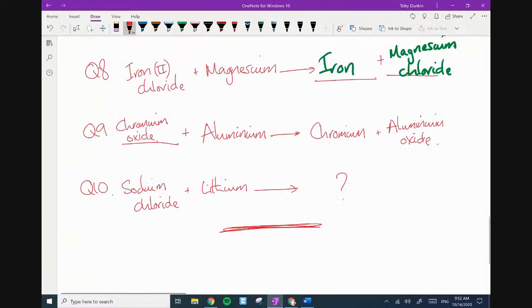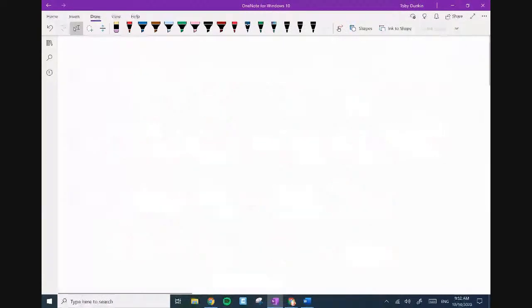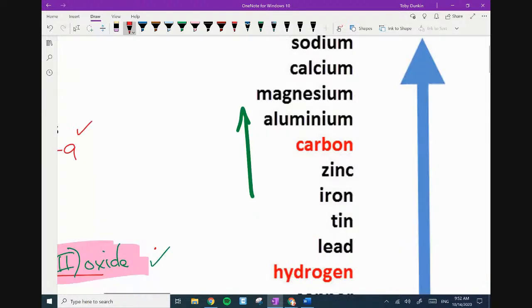Love it. So we are now ticking off that learning objective. Yeah? So we can say, number one, we all now understand the difference between a metal and a metal salt. Naveen has fallen for my trap. We know the difference between a metal and a metal salt. We can use the reactivity to predict reactions. But Naveen didn't bother to check it. Yeah, she didn't bother. Remember, we've done group one, remember, folks.